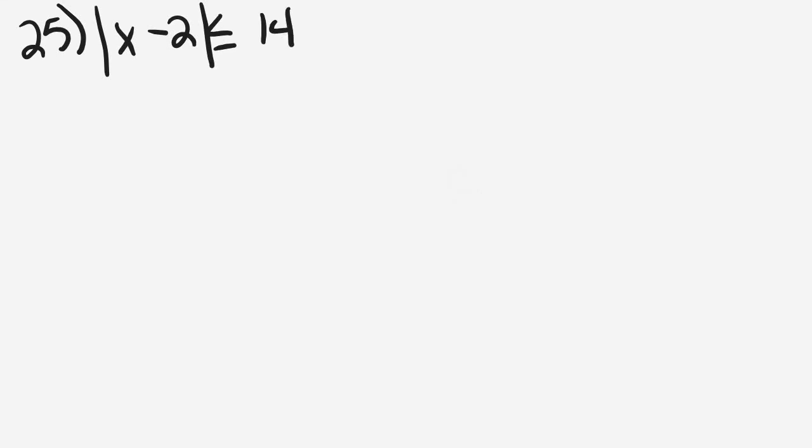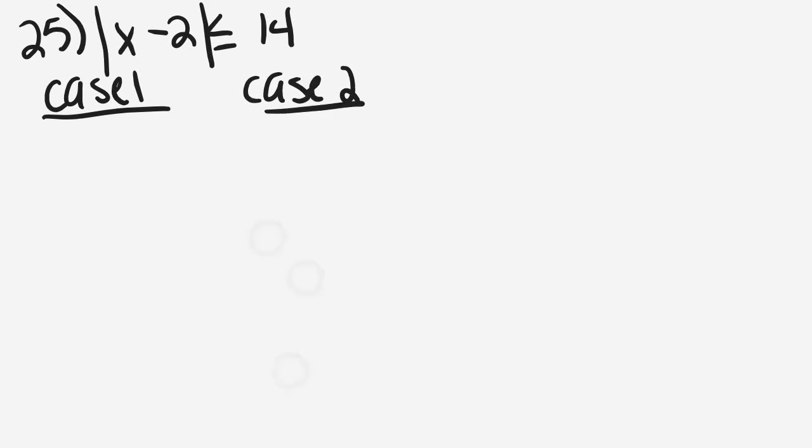All right, number 25. We have x minus 2 less than or equal to 14. All right, our little house is already by himself, so we can go ahead and set up our cases. Case 1 and case 2. Case 1 is the positive version. You're going to have x minus 2 less than 14. We didn't change any signs, so we don't change any alligators.